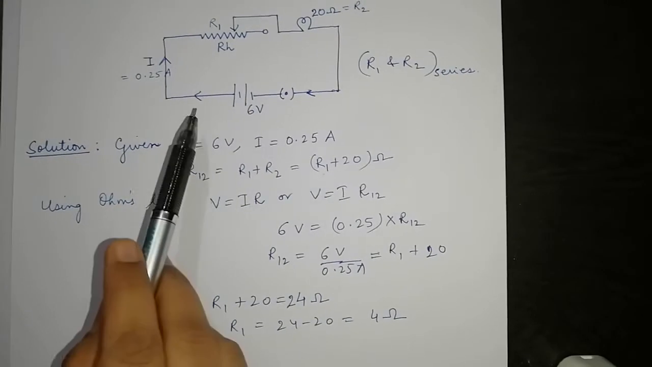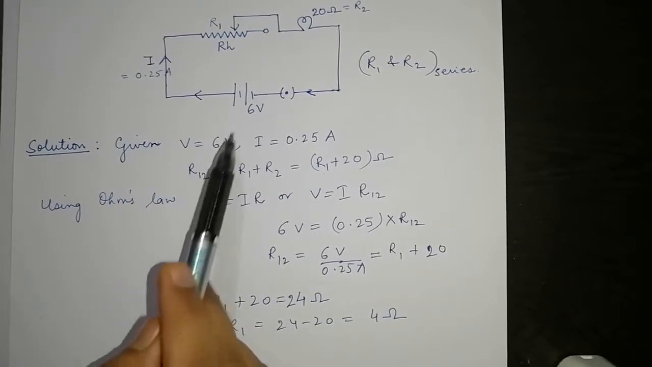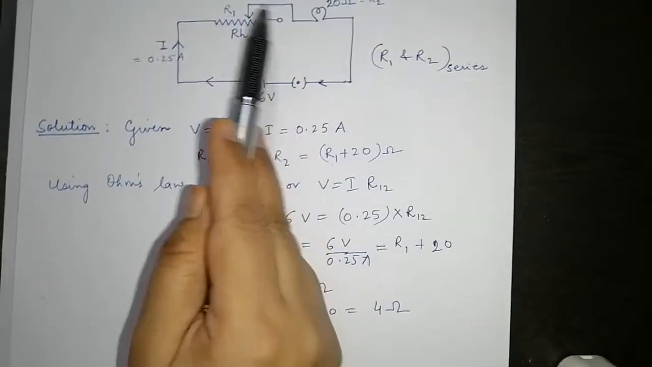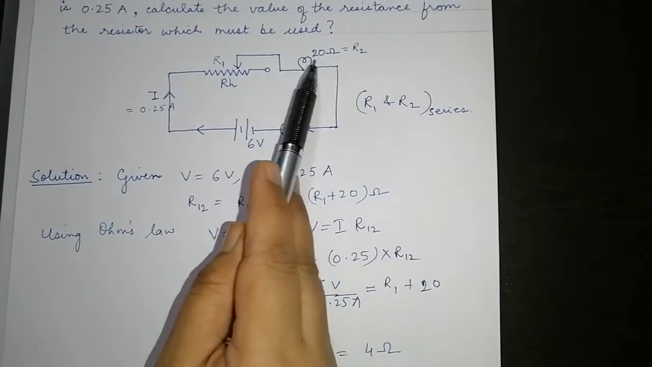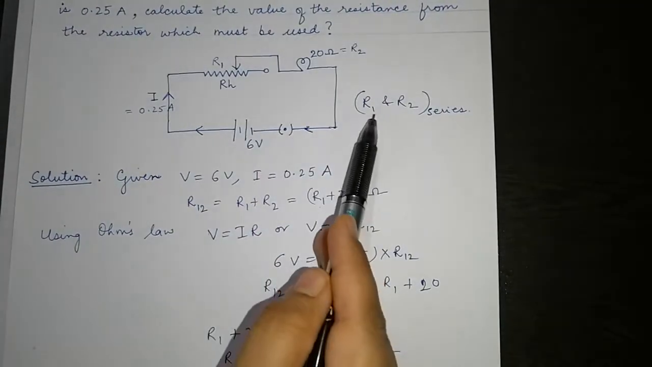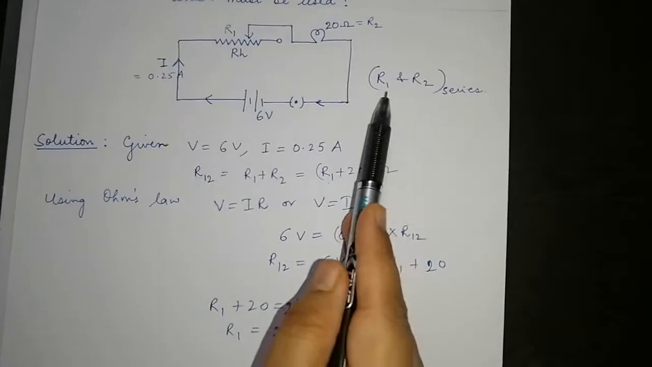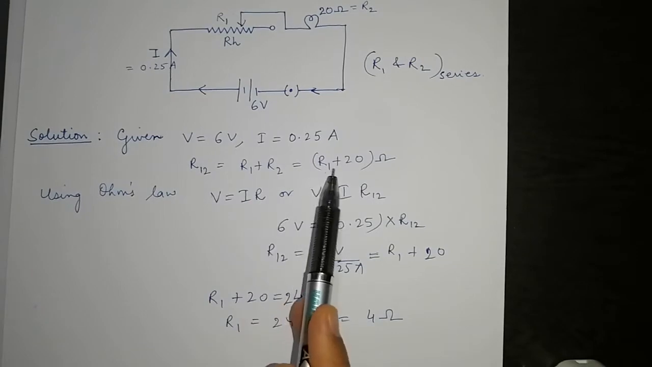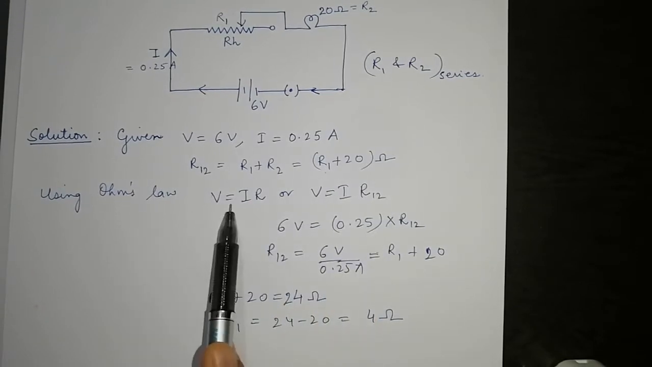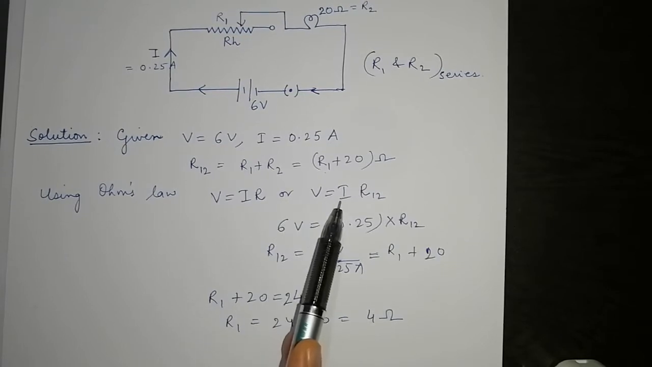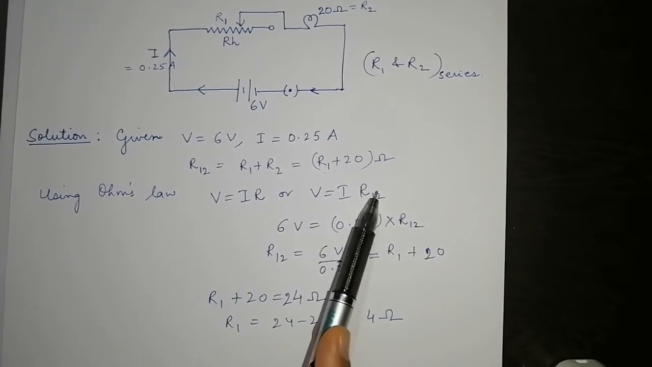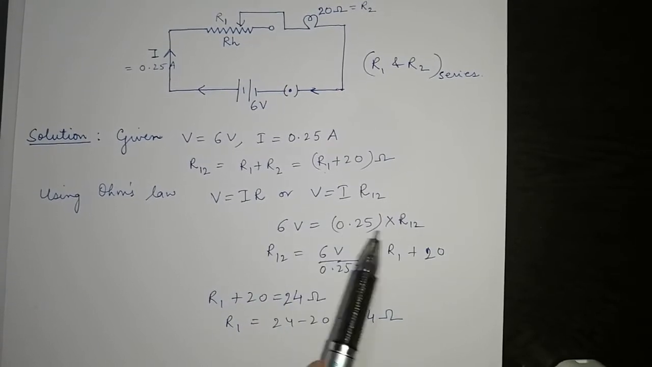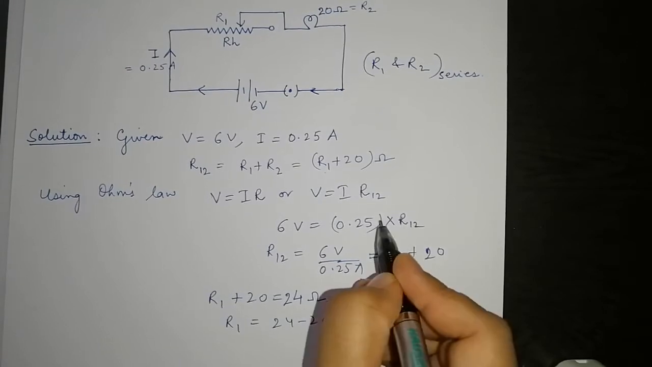I repeat, here in this question it is given that V is 6 volt, current 0.25 ampere is flowing through R1 and R2. We have labeled these two resistors as R1 and R2. Through both these resistors the same current is flowing, and hence they are connected in series. Since they are connected in series, their equivalent resistance is going to be R1 plus R2, that is R1 plus 20 ohm. We'll use Ohm's law, V is equal to IR, or simply V is equal to IR12, that is the combination of R1 and R2. We'll simply substitute the values. V is equal to 6 volt, I is equal to 0.25 ampere, and R12.